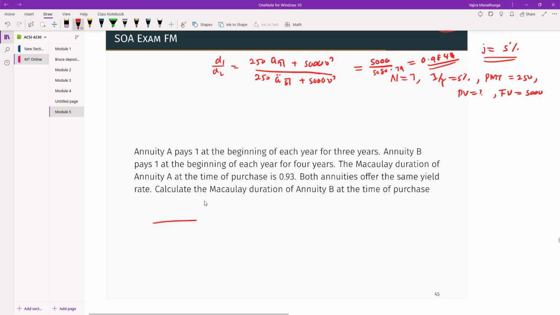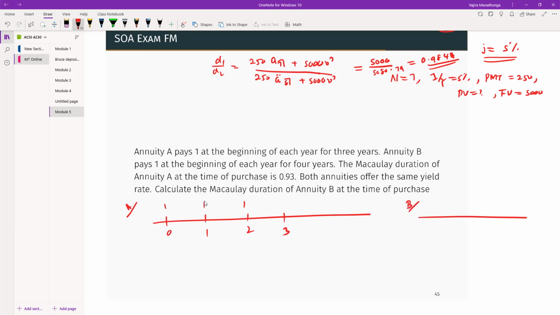So let's draw the timeline. So A looks like what? 0, 1, 2, 3. At the beginning of each year for 3 years. So 1, 1, 1. Then annuity B is 4 years. The Macaulay duration of annuity A at the time of purchase is 0.93. So this is going to be what?